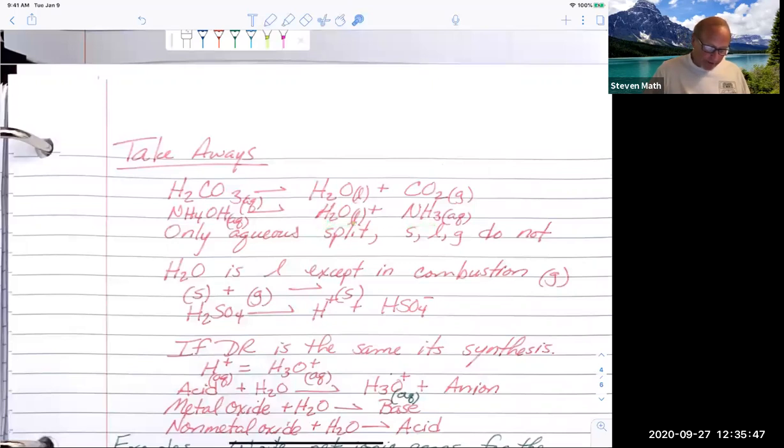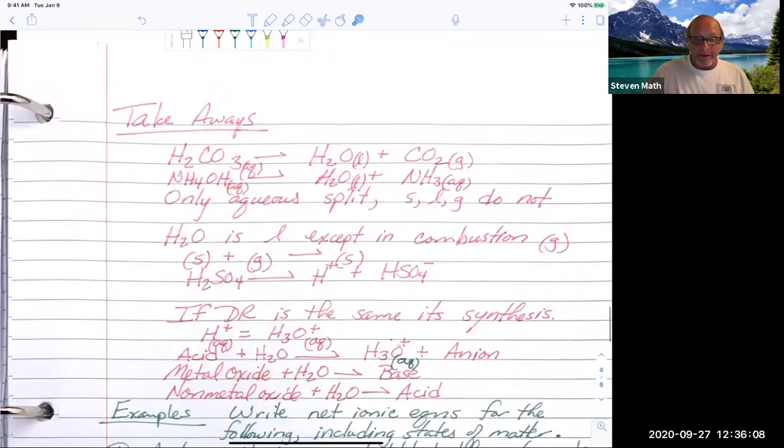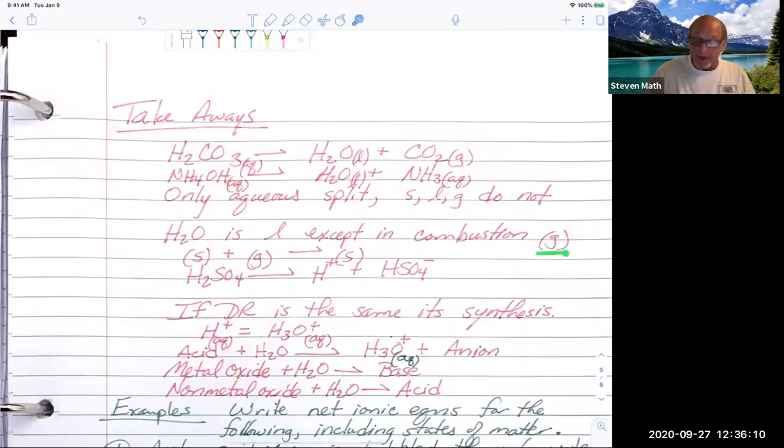Okay. Other takeaways, only aqueous things split. Solids, liquids, and gases do not split apart. So when we're doing net ionic equations, only split ionic aqueous things. Please. H2O is a liquid, except when we combust it. If we combust it, it's going to be a gas. It's going to be running at a pretty high temperature, a couple hundred degrees. So that's going to be a gas.